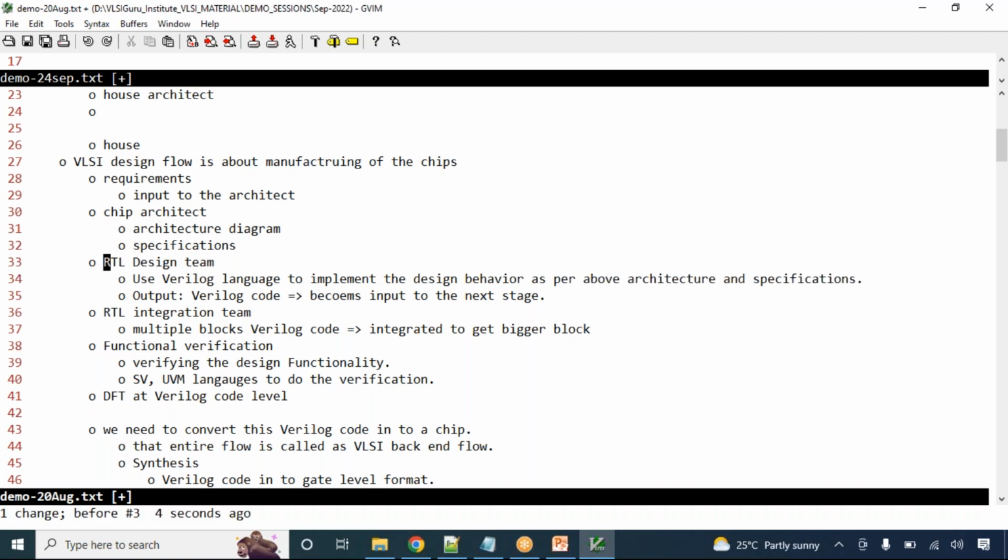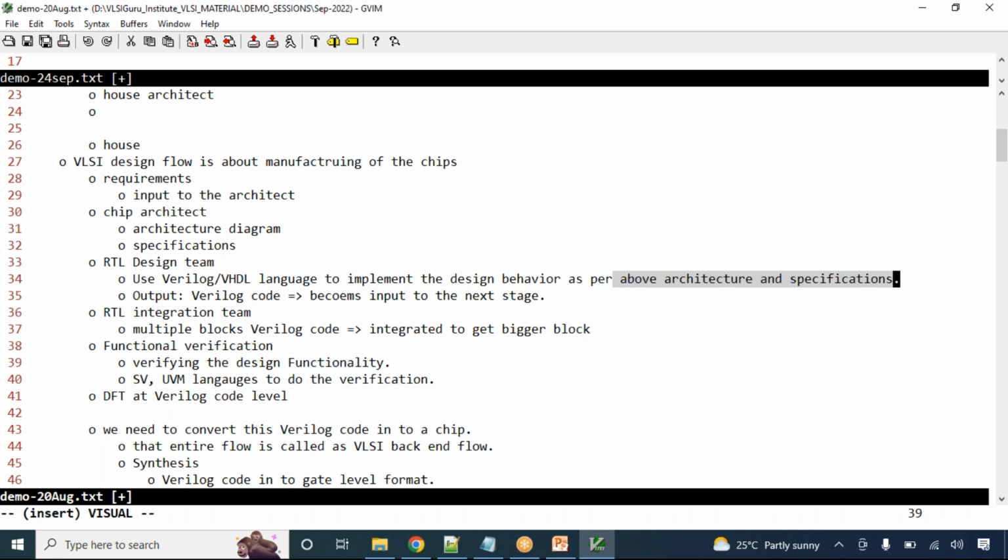Then why does the term RTL come? They use a concept called RTL coding, register transfer level coding, to implement the behavior. Hence we call them the RTL design team, because there can be many design teams: physical design team, custom layout design team, RTL design team. So we can't use the generic term design team. What the RTL design team does is use Verilog or VHDL language to implement the design behavior as per the above architecture and specifications.